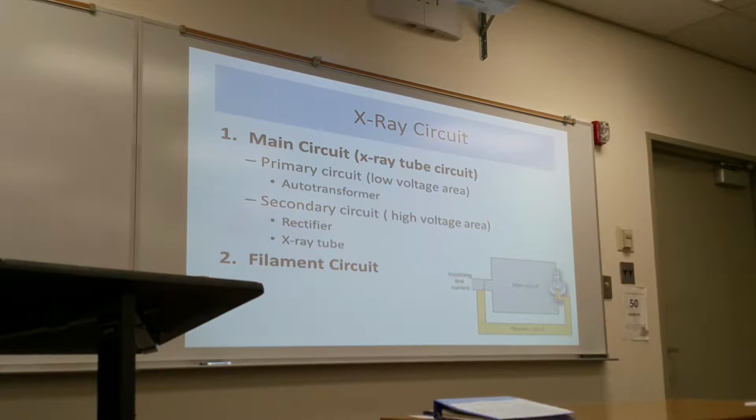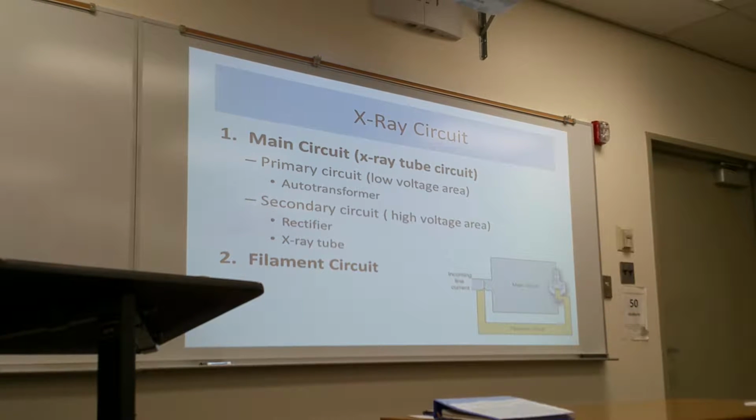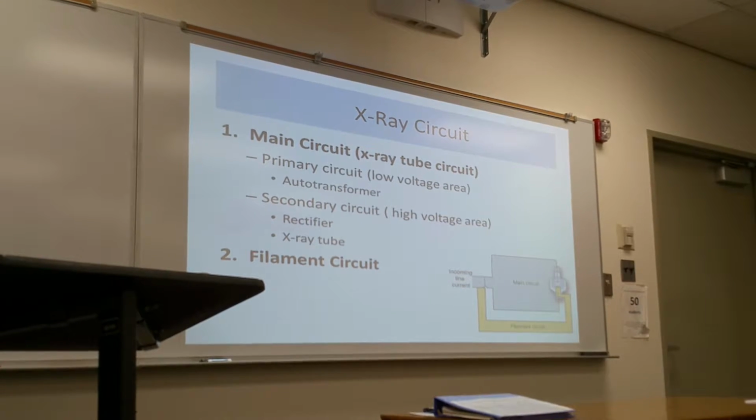And then the other part of the circuit is the filament circuit. The purpose of the filament circuit is to supply power to the filament wire of the X-ray tube so that thermionic emission can occur. The purpose of the filament circuit is to supply power to the filament so that thermionic emission can occur.